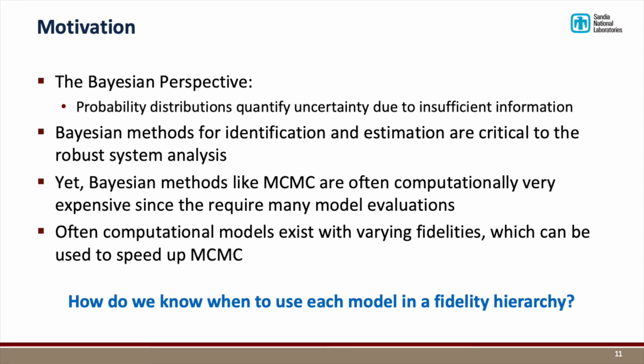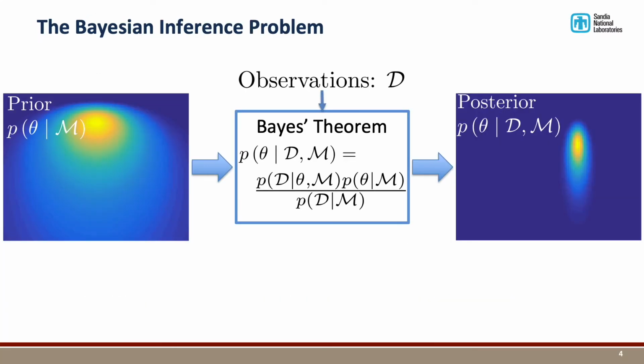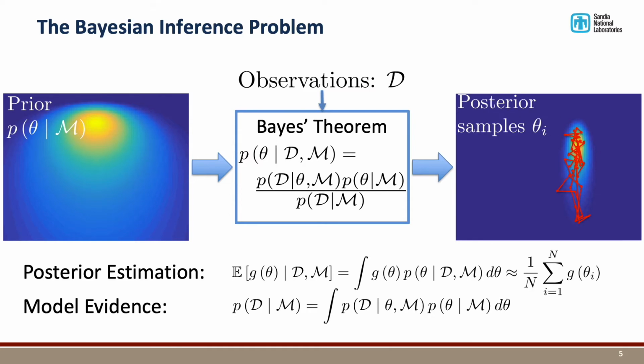The Bayesian inference problem begins with a prior distribution over our model parameters theta. In this diagram, we show the prior on the left, which represents the model parameters conditioned on a specific choice of model M. As data becomes available, these observations are used to update this prior distribution through Bayes' theorem, which describes the posterior probability, the probability of theta given the data and the model, as equal to the probability of the data given theta and the model, which is called the likelihood, times the prior, the probability of theta given the model, divided by a normalization factor, the probability of data given the model.